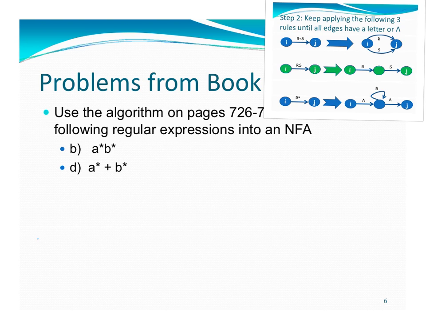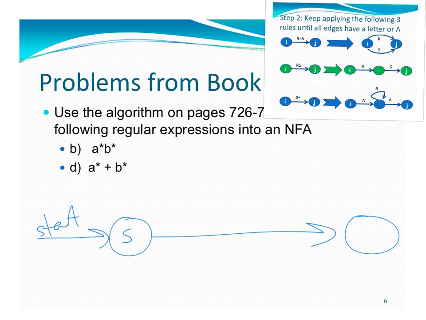So of course we always begin the same way. We have our start with an S and a big long line to a double circled F, and we write our regular expression up at the top. So we've got A star, B star.